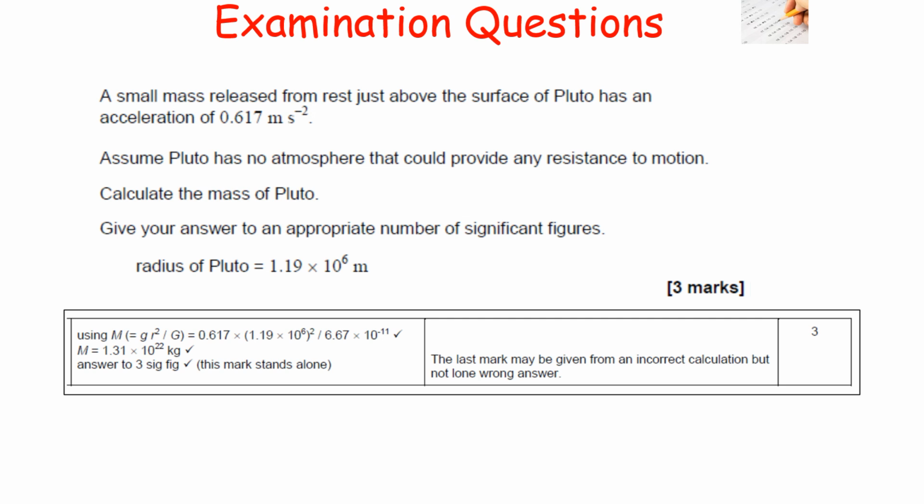So we've now made big M the subject and put our values in to get 1.31 times 10 to the 22 kilograms. Now again, how many significant figures do you give it to? Well, 0.617 is 3 sig figs, because you don't count the first zero. 1.19 times 10 to the 6 is 3 significant figures, so your answer should be to 3 significant figures.